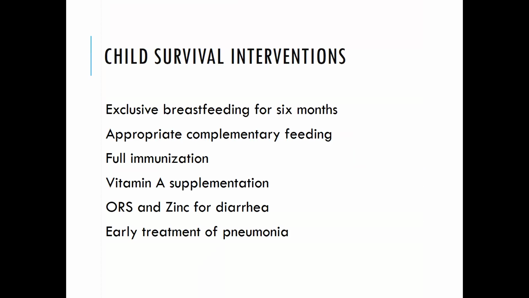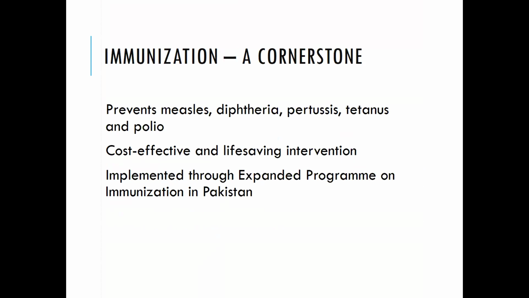So these are some of the interventions for child survival. There should be exclusive breastfeeding for the first 6 months, and appropriate complementary feeding after 6 months. Full immunization should be followed as per the schedule of the country. Vitamin A supplementation, ORS and zinc for diarrhea, and early treatment of pneumonia should all be available.